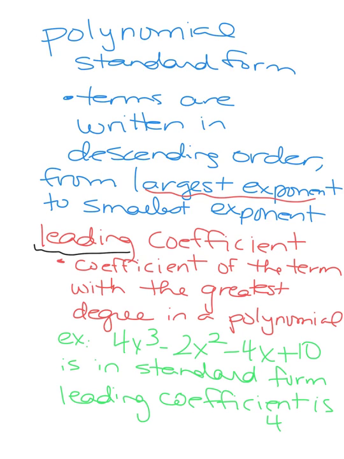So in our example, we have 4x to the third minus 2x squared minus 4x plus 10. This is in standard form because my degree goes from the highest, I have to the third power, to the second power, to the first, and then I have my constant. And also my leading coefficient, which is the coefficient of the term with the greatest degree in a polynomial. So right here, my greatest degree is 3, so my leading coefficient is going to be 4.